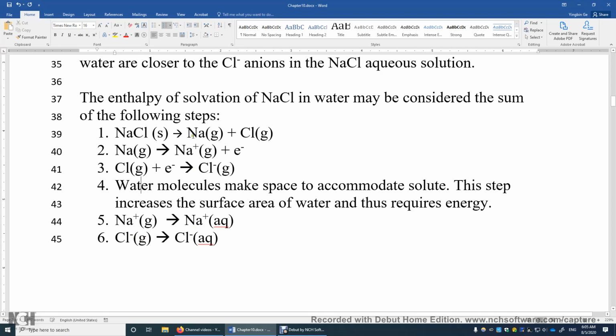If you sum up the enthalpy change of these 6 steps, you will be able to get the enthalpy of solvation of table salt in water. Not just enthalpy, because Gibbs energy and entropy are also state functions. You can also break down the solvation of sodium chloride into these steps to determine the Gibbs energy of solvation or just any other state functions of solvation.